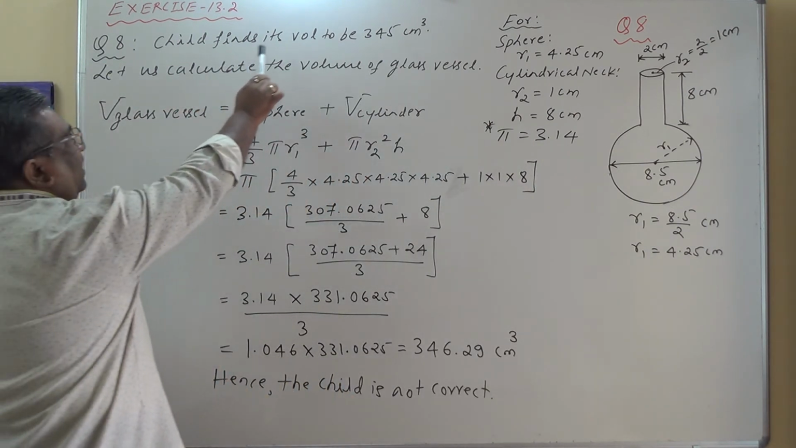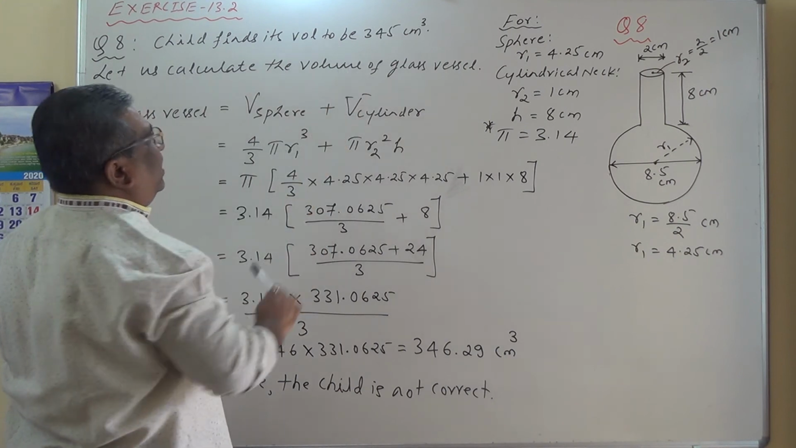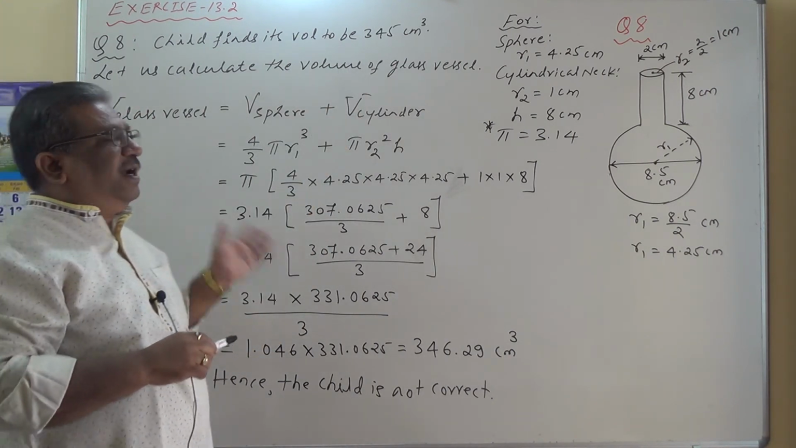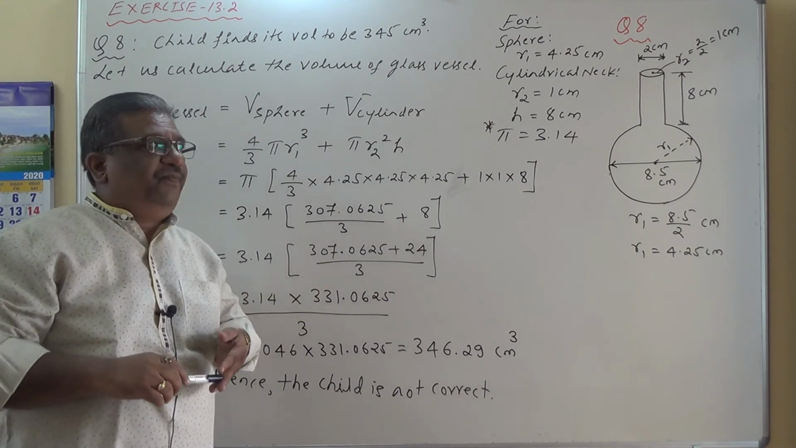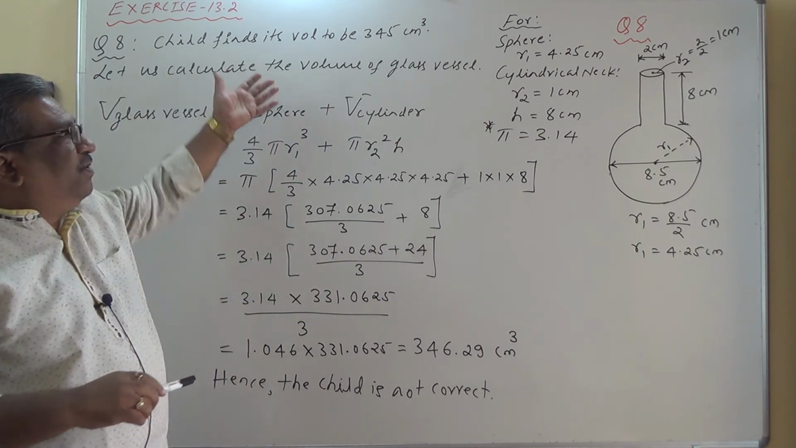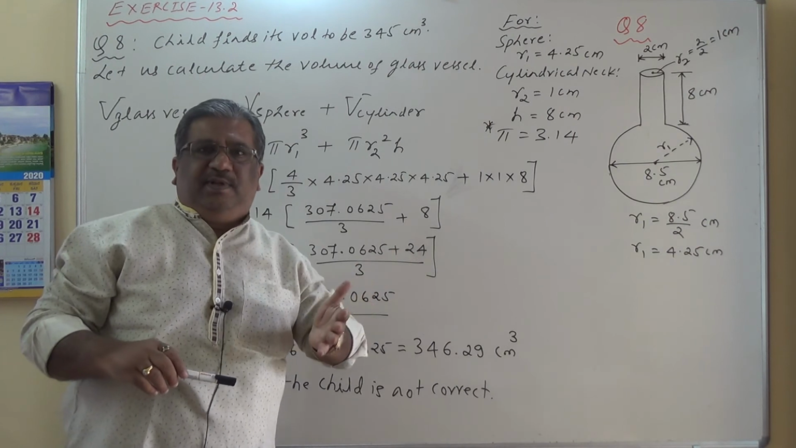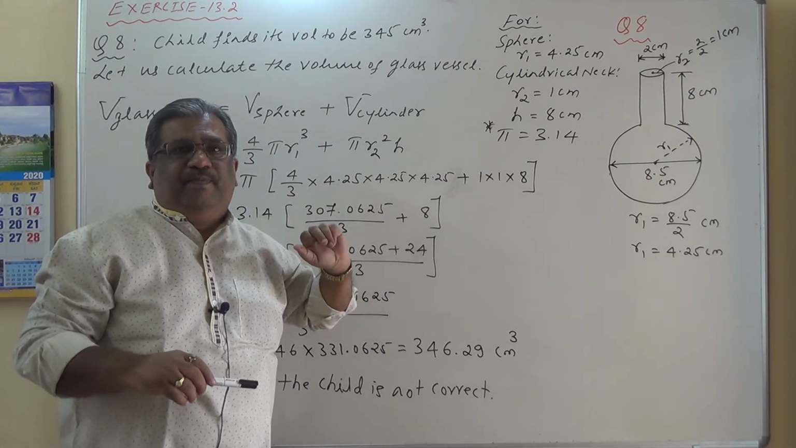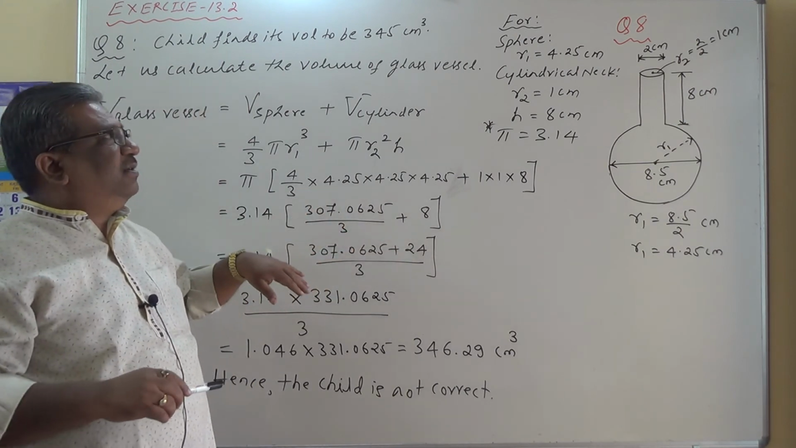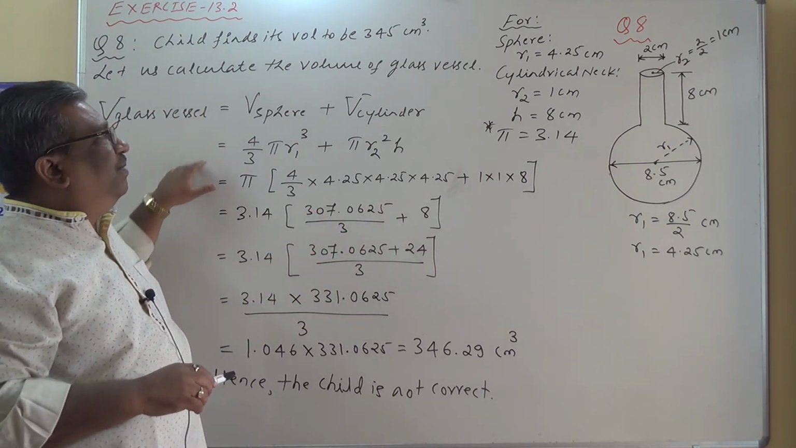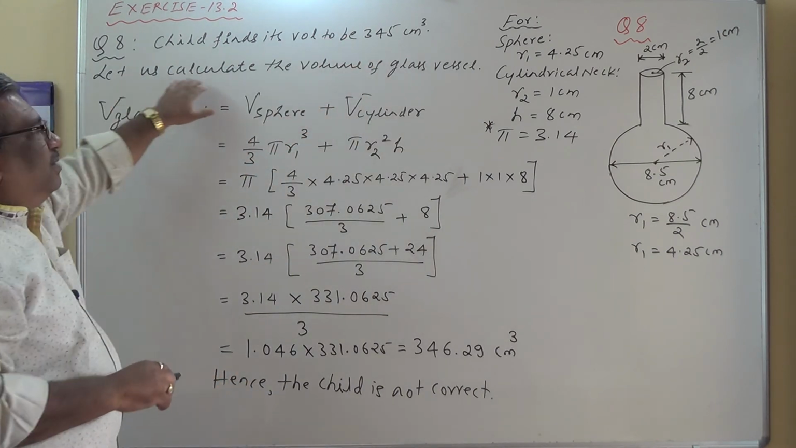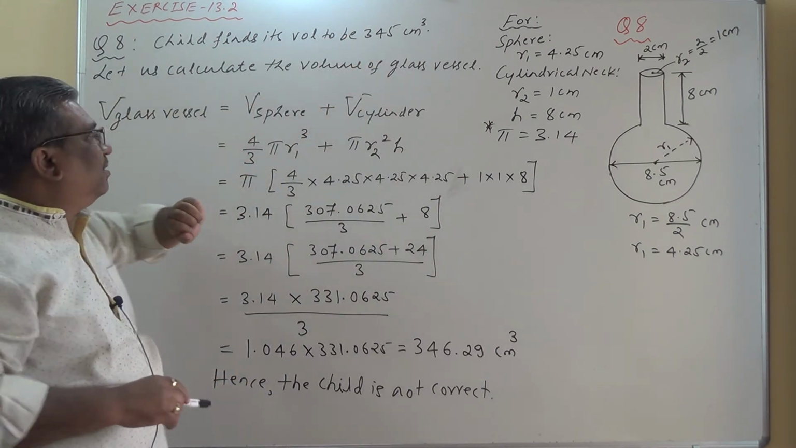So the child finds its volume to be 345 cubic centimeter. The question is, check whether it is correct or not. The child has found out the volume. How has the child found out the volume? By putting water into that and measuring the volume. But now we have to calculate, and by calculation we'll check whether this is correct or not. And therefore let us calculate the volume of the glass vessel here.